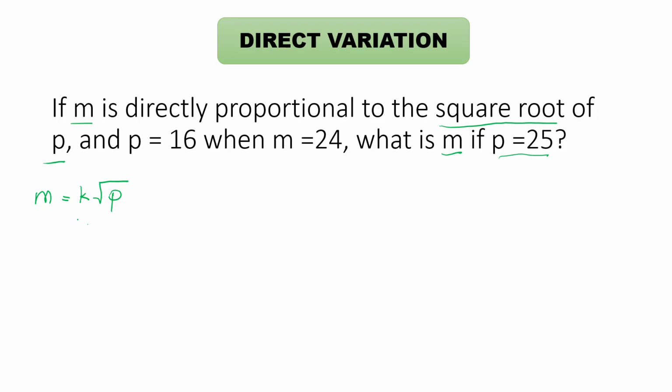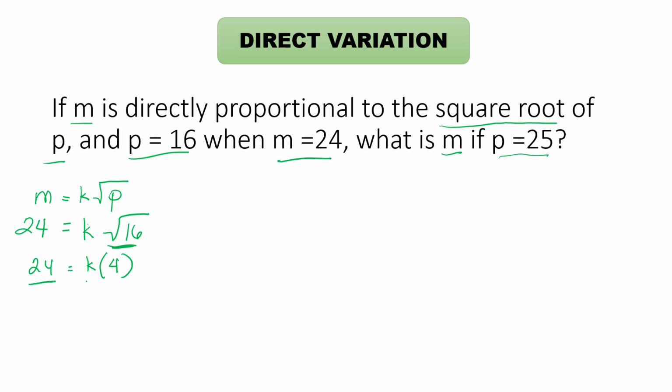And based on this equation, we can find the value of the constant of variation if p is 16 and m is 24. So let's write it here. m is 24 equals k times the square root of 16. So all we need to do is simplify this. 24 is equal to k, and the square root of 16 is 4. So we'll have here 24 equals k times 4.